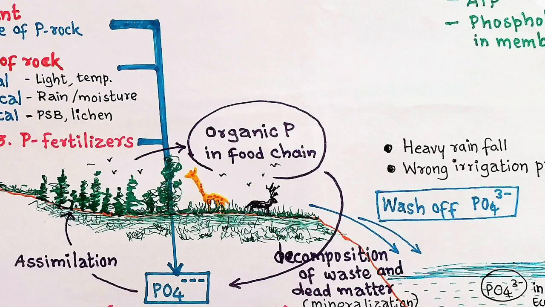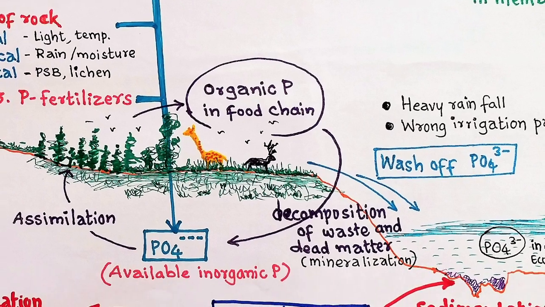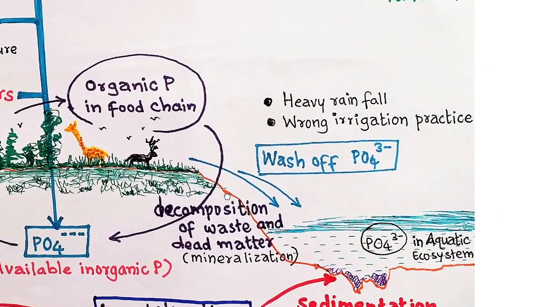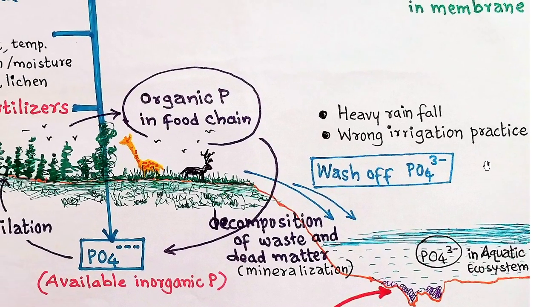Now after the death of plants and animals, their bodies come to the soil. Similarly, through the excreta of animals and the waste material of plants, the organic phosphates come down to the soil. Here the organic phosphate is converted into inorganic phosphate by the process called decomposition or mineralization. The excess phosphate present in the ecosystem is washed out by heavy rainfall and wrong irrigation practices.